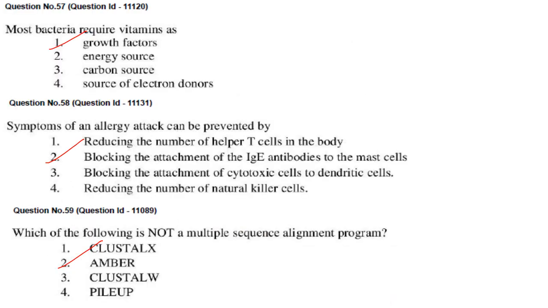Then next one. Most bacteria require vitamins as growth factors. Answer is option 1. Symptoms of an allergy attack can be prevented by blocking the attachment of IgE antibodies to the mast cell. Because once they attach to mast cell, they will release the histamines, which will cause an allergic attack. So if you block the attachment of IgE antibodies to the mast cells, then you can prevent the symptoms of allergic attack.